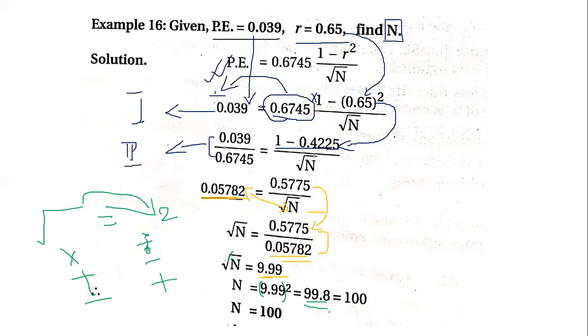If you see this value of 99.8 for n, n usually cannot be a decimal. Since it is very near to 100, if you add another 0.2 to this, it becomes 100. So it's a very minute difference. We will round it off and make n as 100. So the total value of n that we were supposed to find is 100.